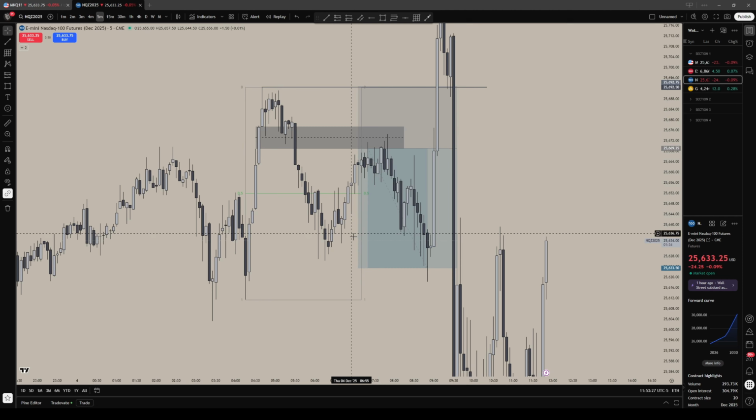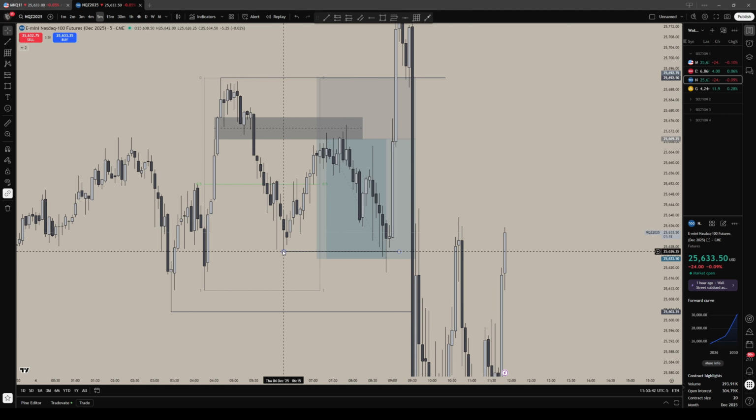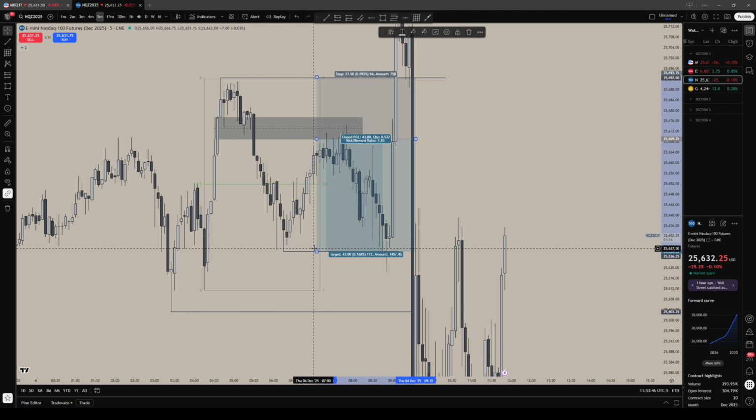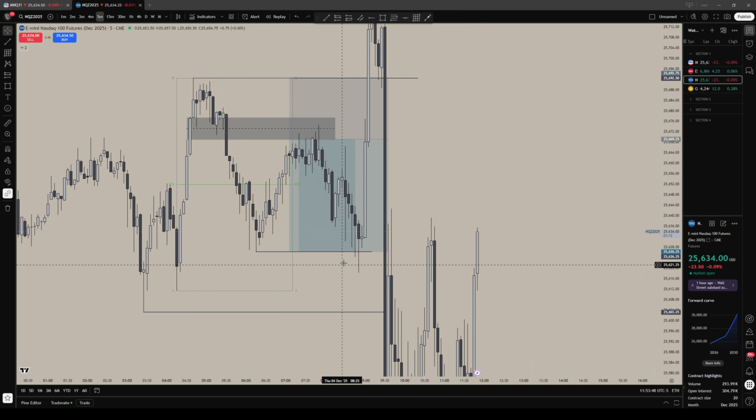Protected high. And where would I target? This is a prime example. Perfect example of why I don't instantly target the lowest external low. And this is why you take profits and why you move your stop loss to break even at the first internal low created. Look at this. It's a 1.83R trade.